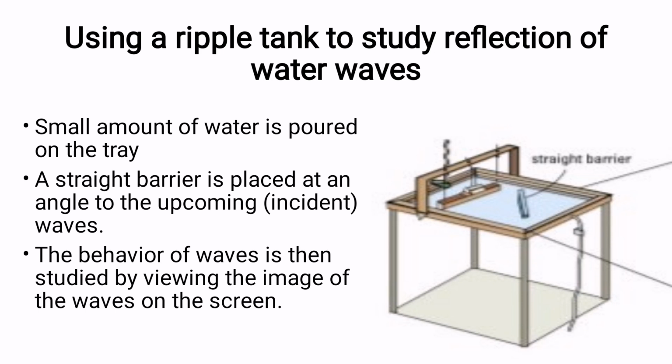A small amount of water is poured on a tray. So here we have a ripple tank. So this is the ripple tank. The small amount of water is being poured on the tray. So here is the tray. On this tray is where we pour the small amount of water.